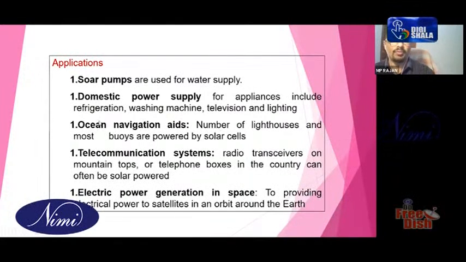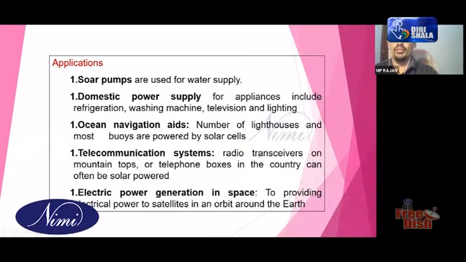So some of the main uses, like I say, solar pumps you can use for the water supply. Once you install the solar pump, after the installation you get free supply. On the field you get very good light. So you can use the solar pump directly. Domestic power supply: you keep the solar panel on the roof of your house. You can use that with the help of an inverter. You can convert it into AC electricity supply, which is used to operate the refrigerator, washing machine, television, etc.